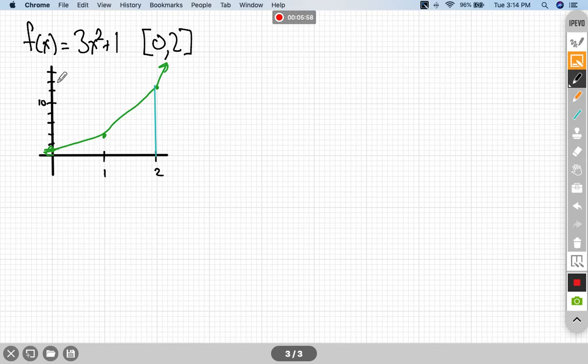So again, here is my 3x squared plus 1 on my interval 0 to 2. I want this area in here. The main thing is I can find easily the things I'm going to need are delta x. And delta x is going to be 2 minus 0 over n, which is going to be 2 over n.